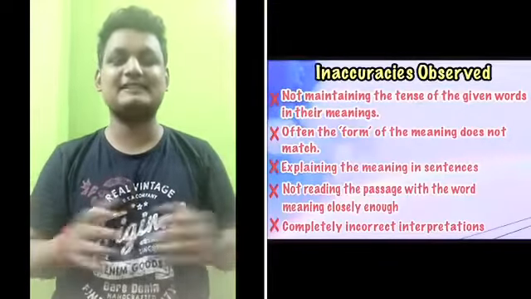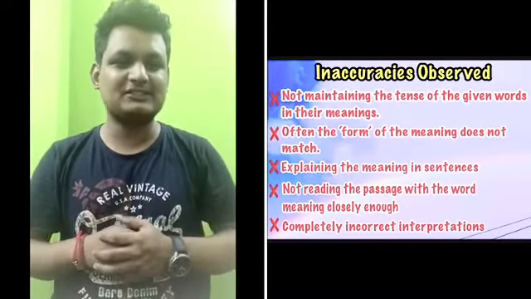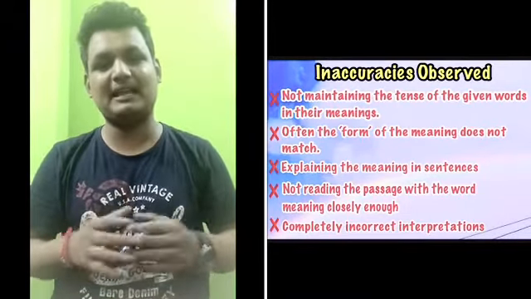So here students, I'll be first highlighting the mistakes that students generally commit in their board examinations, and then I'll be giving you a few pieces of advice so that you can secure your 3 marks. My dear students, here is a list of inaccuracies observed in your papers. The first one is not maintaining the tense of the given words in their meanings. Students do not maintain the tense. Suppose the question is in past tense, please try and answer it in past tense. Do not answer it in present tense or future tense.